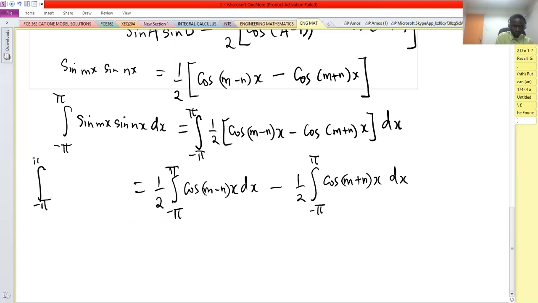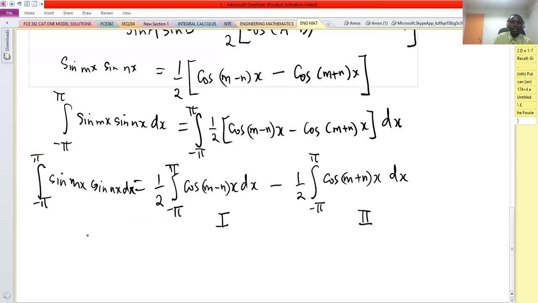So we have now two integrals to integrate. We can call this one 1, and this one 2. But now let's see case 1: m equals n. When m equals n, this means that m minus n is 0.